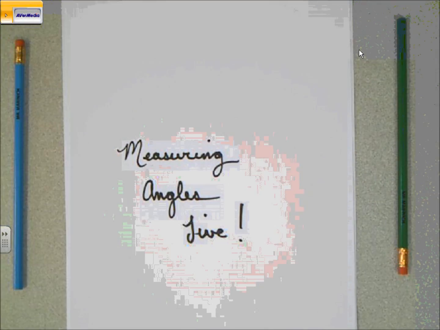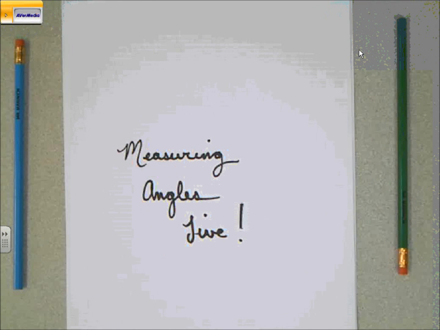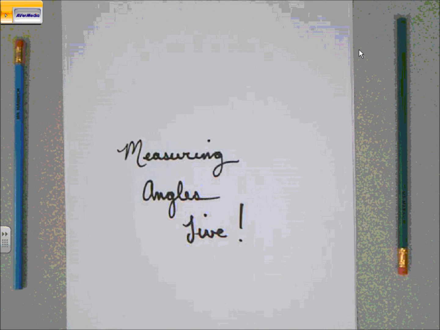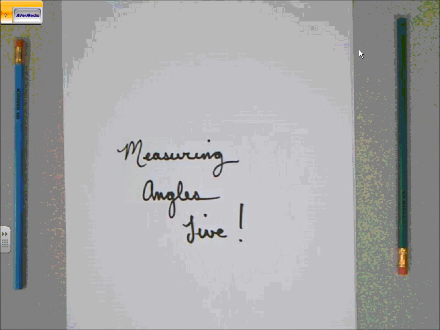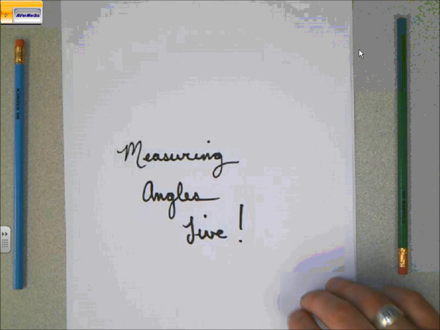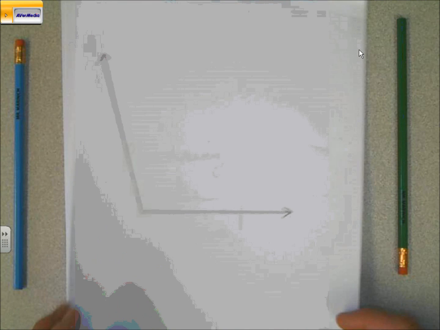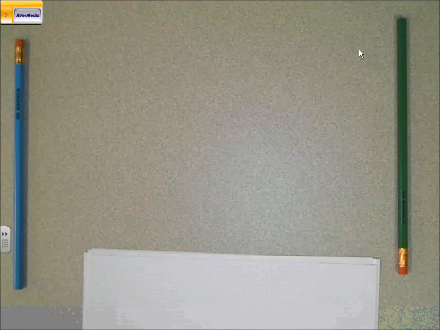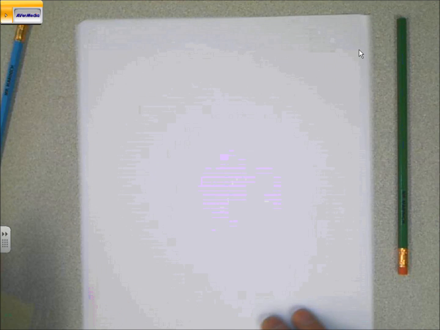In today's presentation, we're going to take a look at measuring angles live. Last lesson, we looked at using virtual tools like a virtual protractor to measure and draw some angles. But this time, we're going to really measure some angles using a real protractor, and that way you'll be able to see it live. So if you need to do this yourself in person, you'll have a good idea of how to do this.